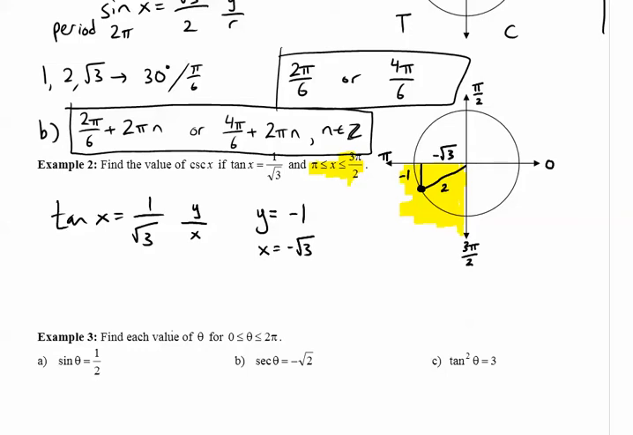So if I want to find cosecant x, that's the reciprocal of sine x, which is r over y. So my r value is 2, y is negative 1, so cosecant x would be negative 2.